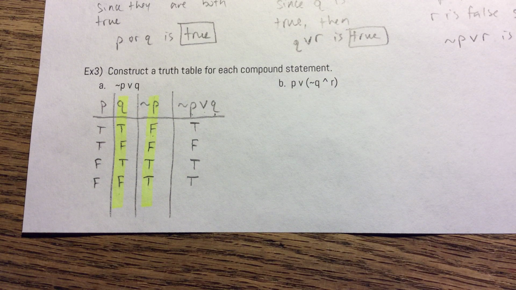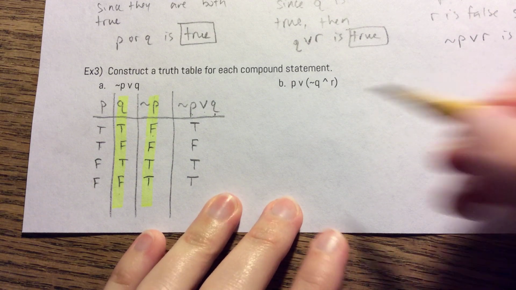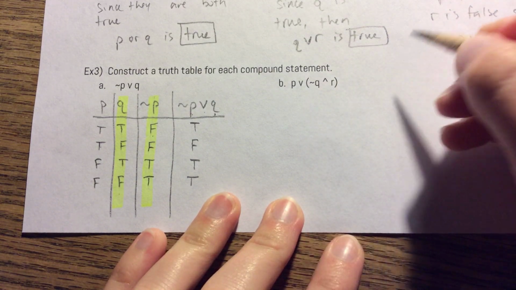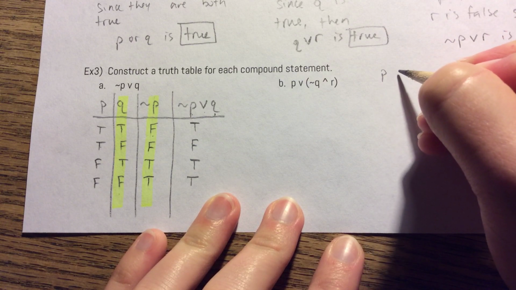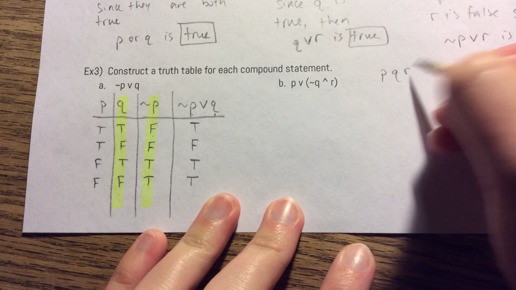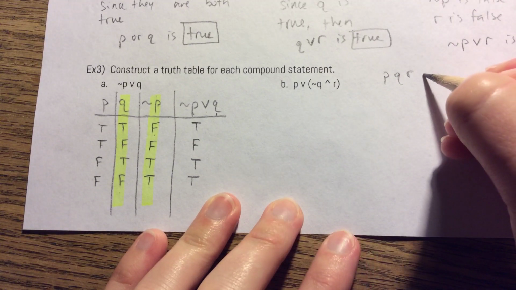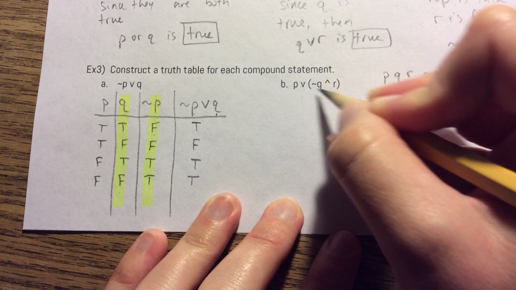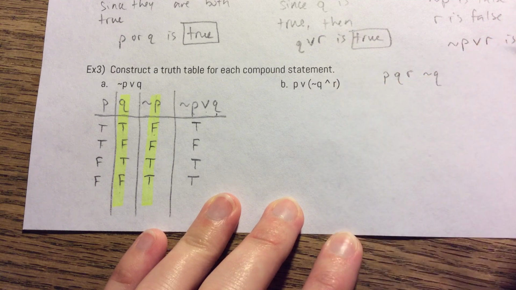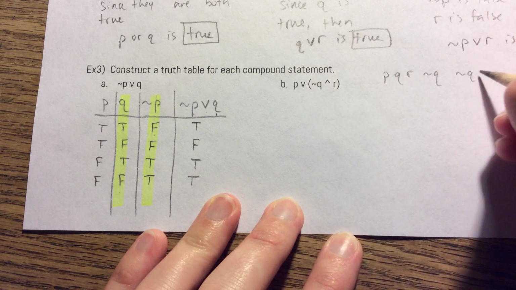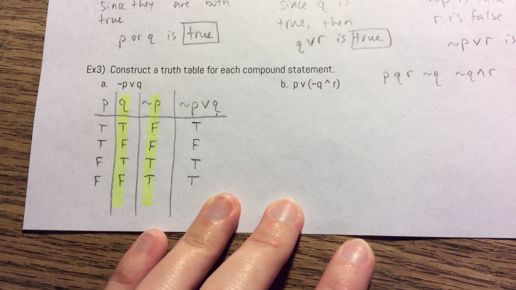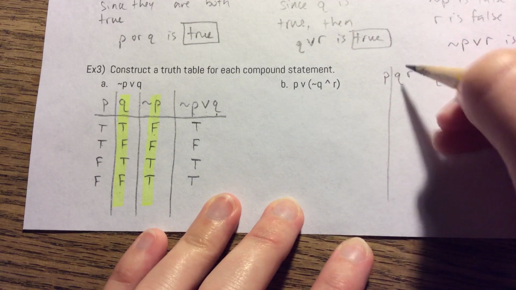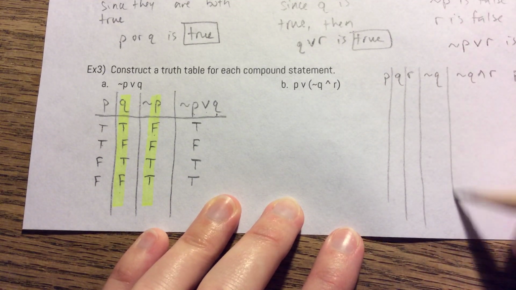So this one, part B, is a little bit longer here. So I'm going to use some space up here. So I have to have P, Q, and R, because those are all my originals. I have to have not Q, because that's one of them in there. And then I have to have not Q and R. And then at the end, I want the whole thing. So I have P or, not Q and R. Whew, this is going to be a long one. Get yourself ready.